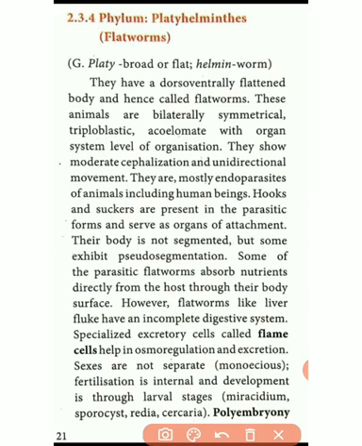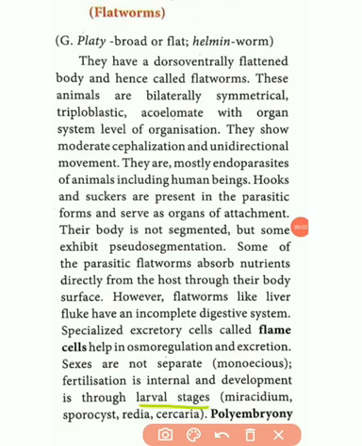Sexes are not separate and it is monoecious. An organism having both male and female reproductive systems in the same individual is known as monoecious. Fertilization is internal and it does not depend on external factors. Development is through larval stages. Larval stages are the stages that occur after birth and before the adult stage.